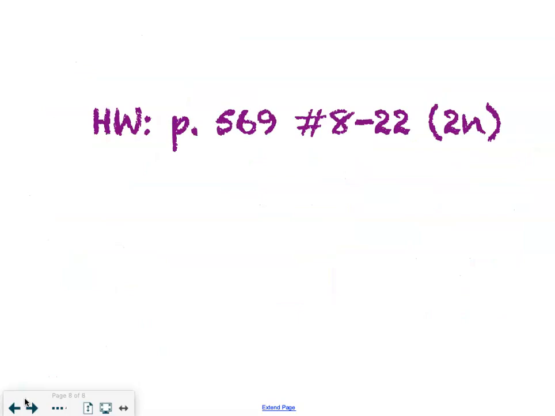Here's your assignment, 8 through 22 evens. I think you have 3 of these triangle problems, 18, 20, and 22.